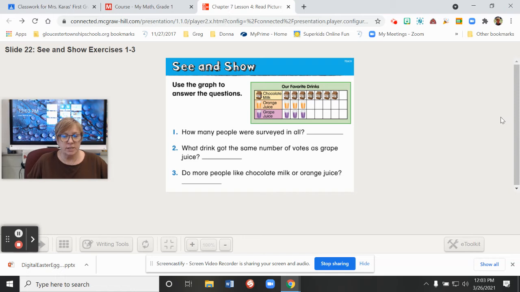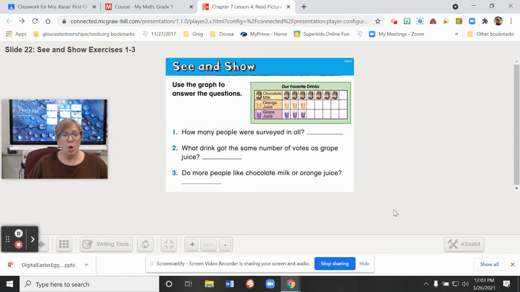First, I always like to look over the chart before I start reading questions. Title, our favorite drinks. Here are the choices: chocolate milk, orange juice, and grape juice, okay? Number 1, how many people were surveyed in all? Pause and put your answer down.